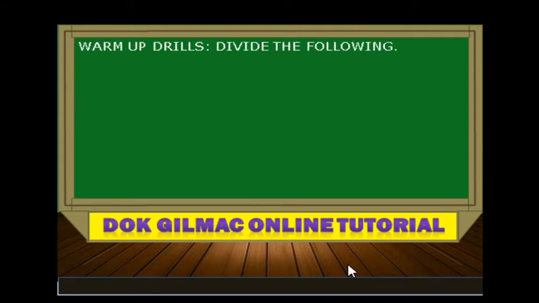Divide the following. Number 1, 40 divided by negative 8. Take note, you are dividing two unlike signs, so the quotient is negative. So this is just equal to negative 5.